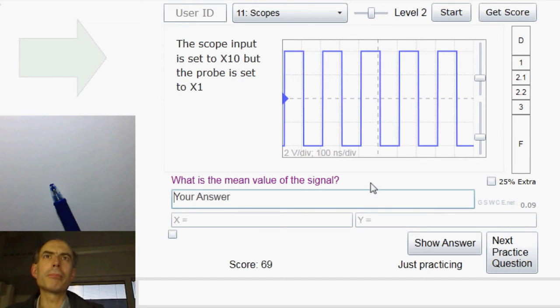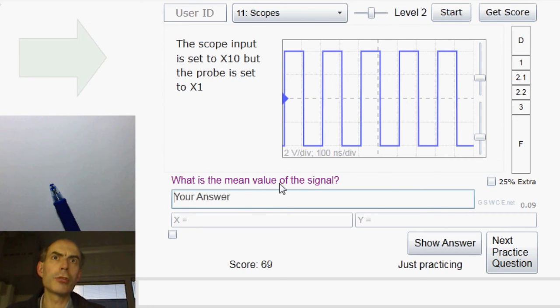That's more interesting. The scope input is set to times 10, but the probe is set to times 1. So the scope is expecting the probe to reduce the amplitude by 10, but it isn't. So the scope is going to be trying to compensate for the scope probe and multiplying the reading by 10, but in fact the reading is not being divided by 10 by the scope probe. So the total amplitude on the scope is 10 times bigger than the actual signal in real life.